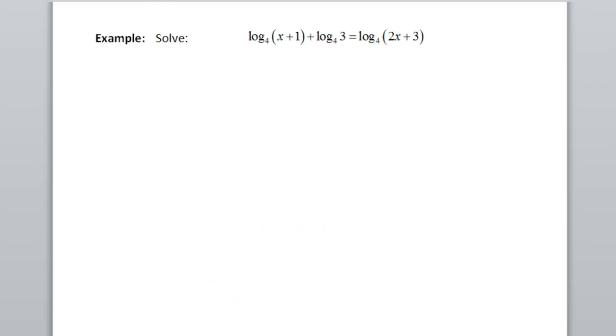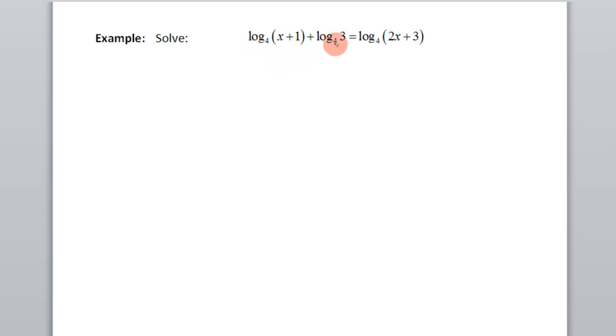Alright, let's try another one here. It's slightly different. This one has more than one log. Now if you have more than one log, you're going to have to bring up some other properties. Remember those product rule properties? Things are being added together. You can actually create the multiplication of the logs, right?